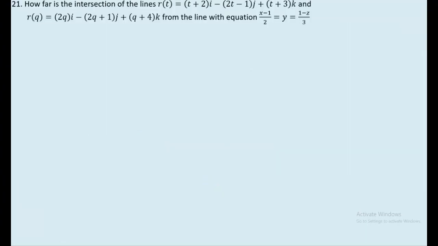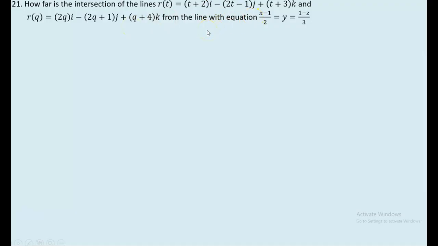And coming to the next one, we have question number 21, and here you are given two lines, and you have been told that these two lines intersect each other. So you are asked to determine the distance between the point of intersection of the first two lines and the other line. The vector equations of the lines are given in terms of t and in terms of q. So we first need to find the point of intersection between the lines r of t and r of q. And once you obtain that point of intersection, you are asked to find the distance between that point and the line.